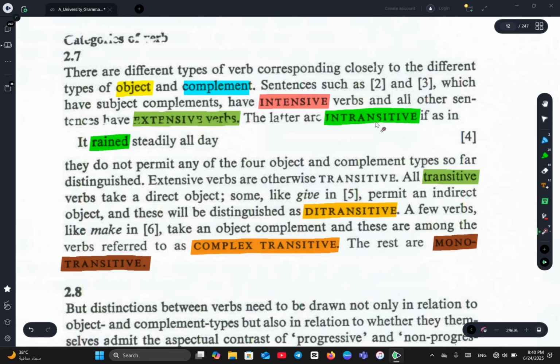And the last category, intransitive verb, and as its name suggests, a kind of verbs that do not take an object. For example, it rained steadily all day. It did not take an object or complements. All right, I guess it's pretty clear.